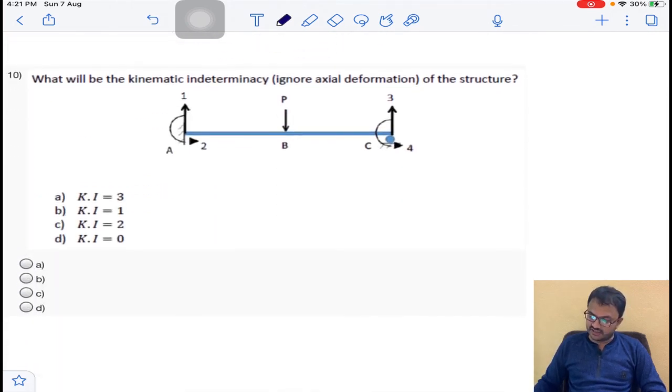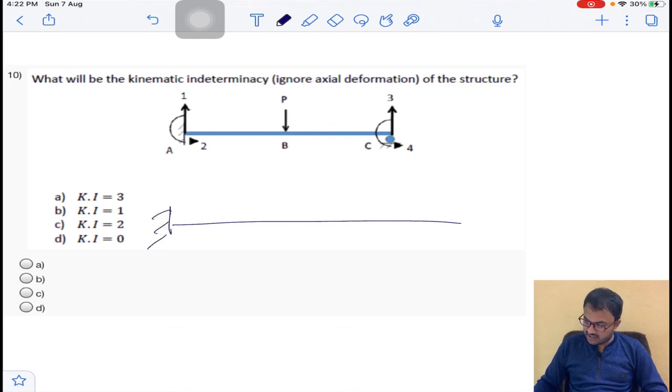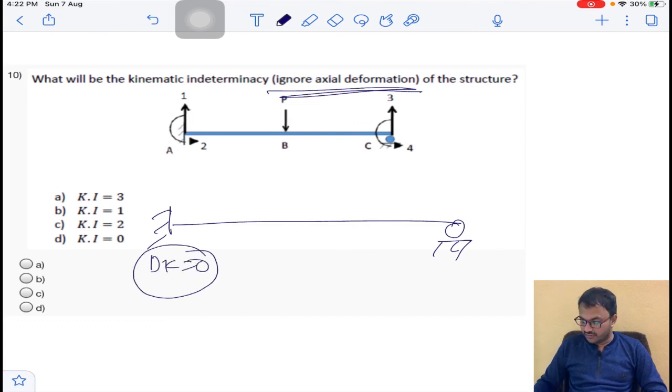And again one simple question, what will be the kinematic indeterminacy ignoring axial deformations? Ignoring axial deformations, for the given beam we will calculate only the kinematic indeterminacy based on the structure. It is irrespective of the loads. So at A it is fixed, and at the end this is a roller. Okay, so neglecting axial deformations, at the fixed joint the degree of kinematic indeterminacy is 0.